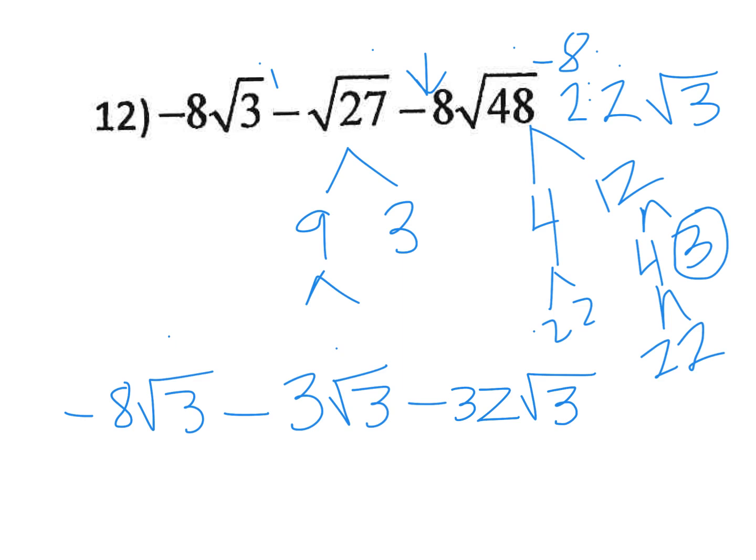So now you're going to tell me how many radical 3s I have. So I have a negative 8, negative 3, and negative 32. So I'm going to add all of those up. So 32 plus 3 plus 8 gives me a negative 43 radical 3.